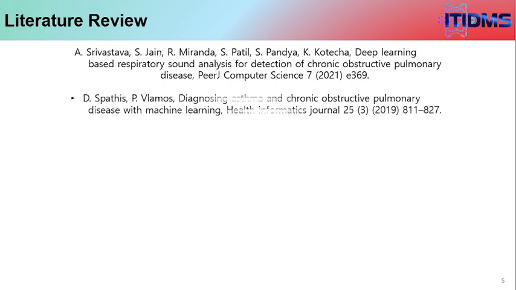The next paper, titled Diagnosing Asthma and Chronic Obstructive Pulmonary Disease with Machine Learning. In this paper, deep learning played a significant role in diagnosis by detecting COPD and asthma using machine learning. The primary model that was used in this paper was random forest, which has detected COPD with a precision of 97.7% and in case of asthma with a precision of 83.3%.